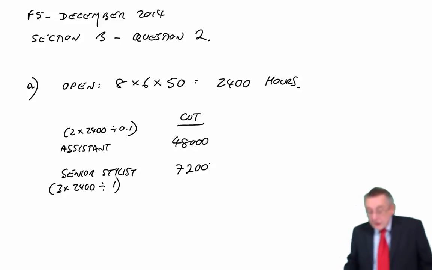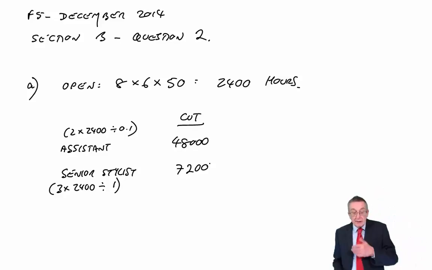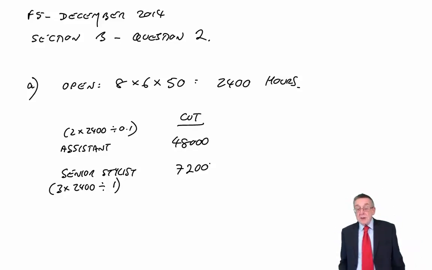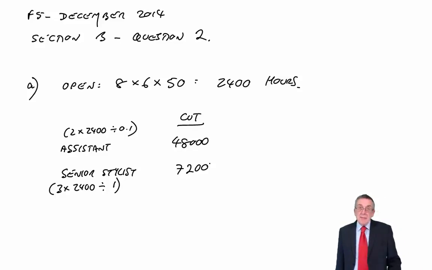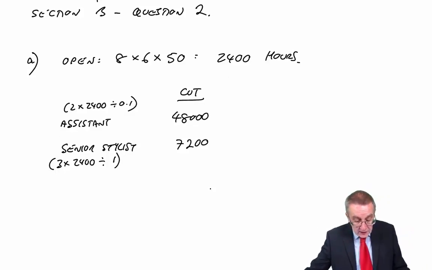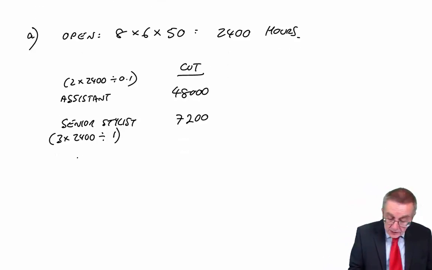So the fact the assistants could deal with 48,000 is quite irrelevant, because they're not just going to wash people's hair and throw them out. So far, we can only cope with 7,200 customers, because that's the number the senior stylist can cut. And as a result, that's all the assistants will deal with. To finish that bit of it off, though, what about junior stylists?